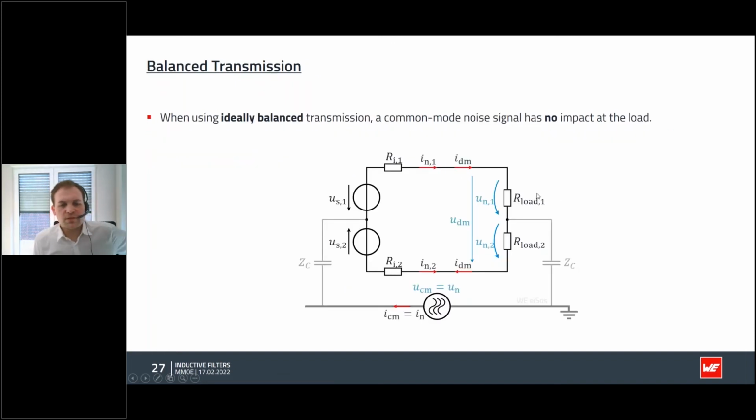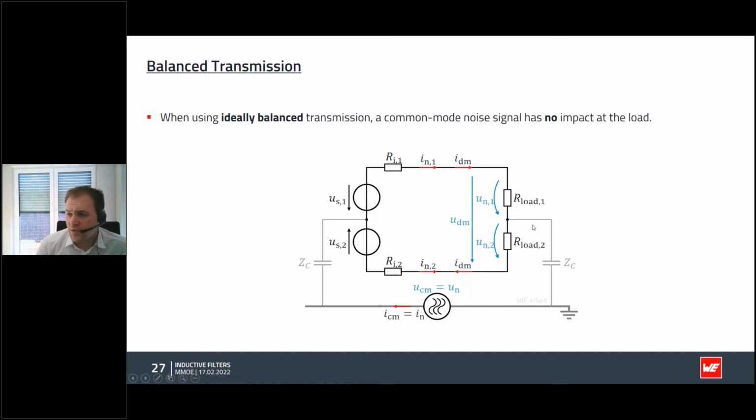For balanced transmissions, we have a little more options. When using an ideally balanced transmission, a common mode noise signal has no impact on the load. But of course, we know that no system is perfect, and there will always be at least some imbalances between the two paths here. So we will still have to use some filters.